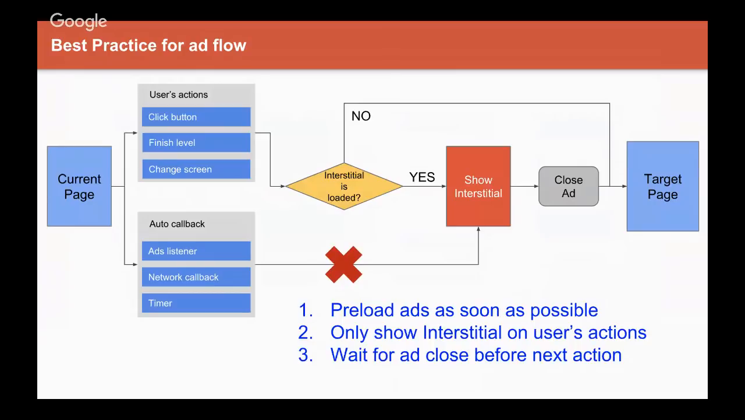So those are the 2 first important things. The first is to only show interstitials on user action. And the second important thing is to wait until the ad closes before you do the next action. The last thing: how can you have the ads ready to show on every user action? Please try to preload your ads as soon as possible. Maybe right after the user opens your app, you can preload an interstitial, so the interstitial will be ready to show after the user does the next action in your app.